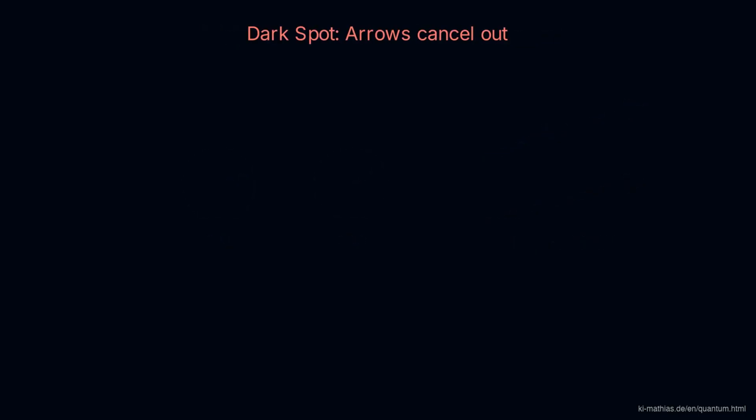At a dark spot, one path is just long enough that its arrow has spun exactly half a turn more. The two arrows point in exactly opposite directions. Chained end to end, they cancel out completely. The total arrow is zero.